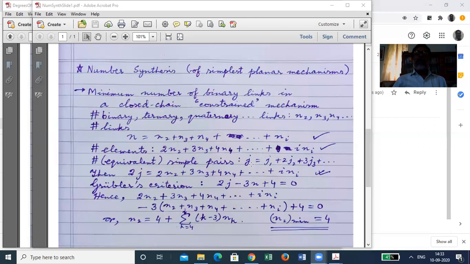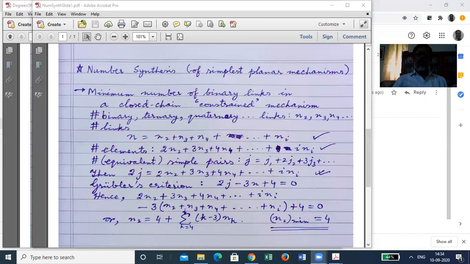Now each pair will be composed of 2 elements. So the number of elements from the pair side you get as twice j, and the number of elements from the link side, binary, ternary, quaternary, etc., you get this. So these two should be equal. And we are talking about a constraint mechanism, the closed-chain constraint mechanism. So Gruebler's criterion holds. Now, what do we do?